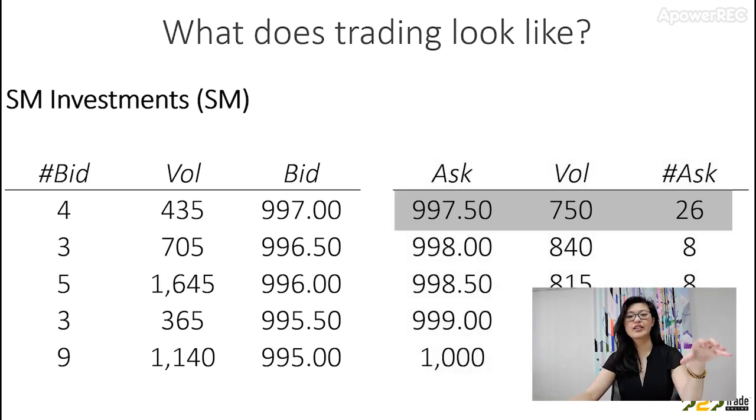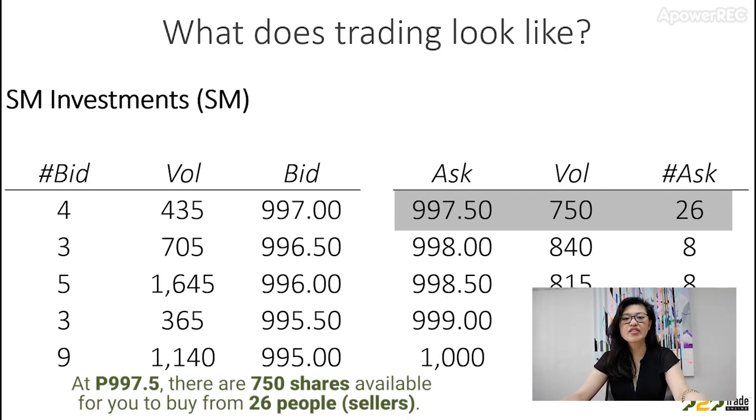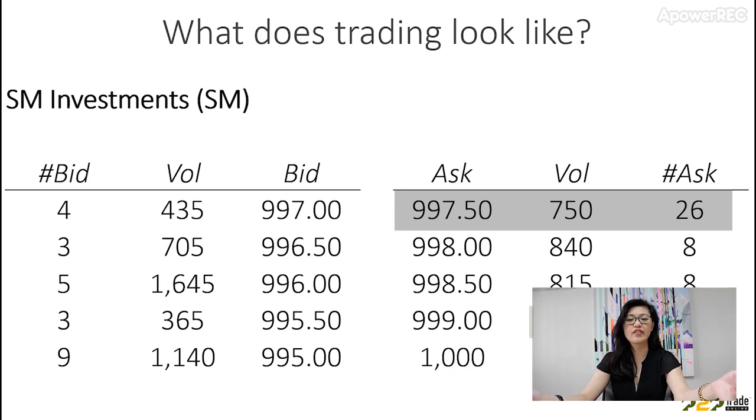Okay, so how do you read that? The cheapest price right now is 997.5. Kaya yun yung nasa pinakataas hanggang pamahal yan ng pamahal. So, at 997.5, there are 750 shares available for you to buy. And dun sa 750 shares, may 26 people na yung total na in-offer nila, 750 shares. That's how you read it.